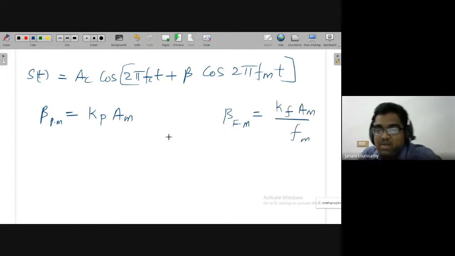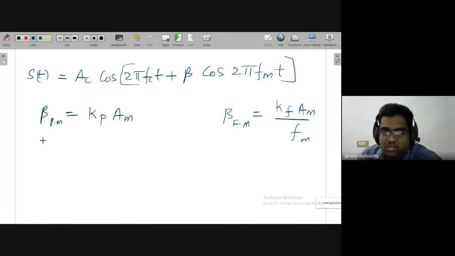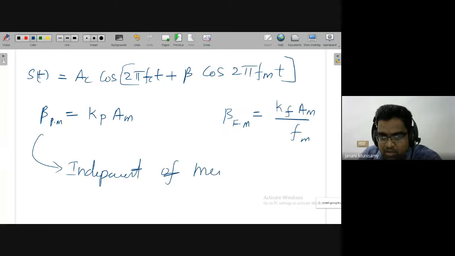So in the exam they will ask: in case of frequency modulation, the modulation index is inversely proportional to the message signal frequency, whereas in phase modulation, the modulation index is independent of message signal frequency. Note here, this is independent of message signal frequency.